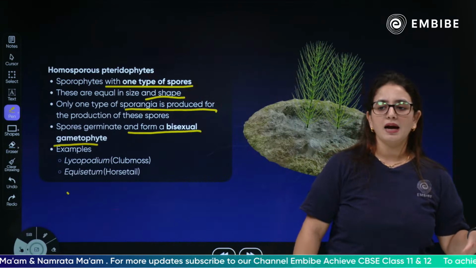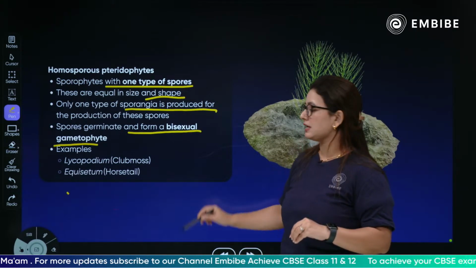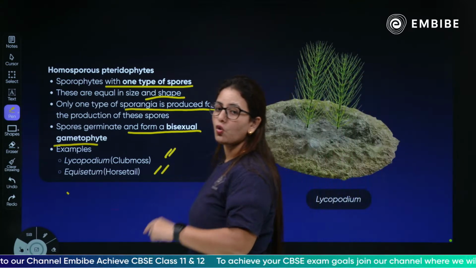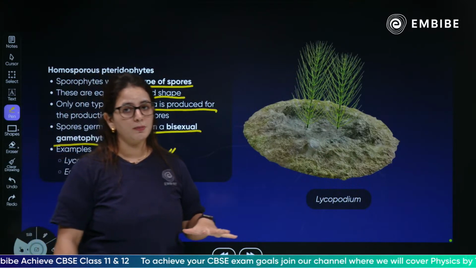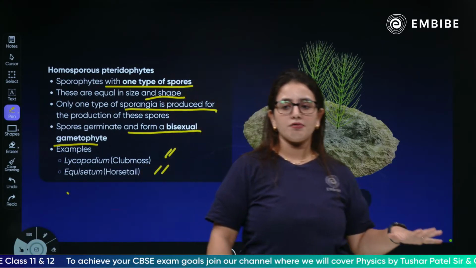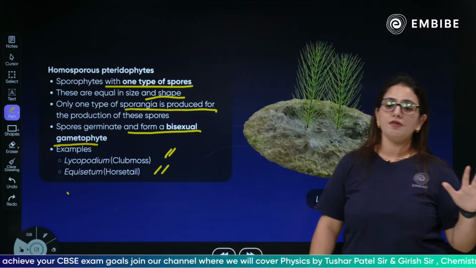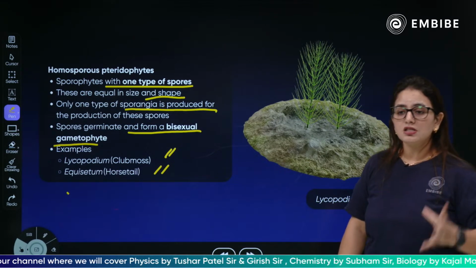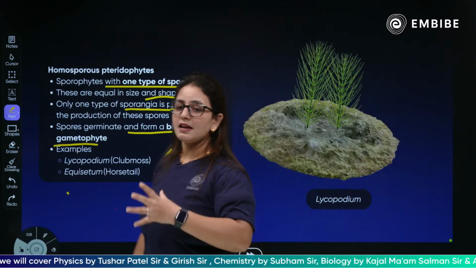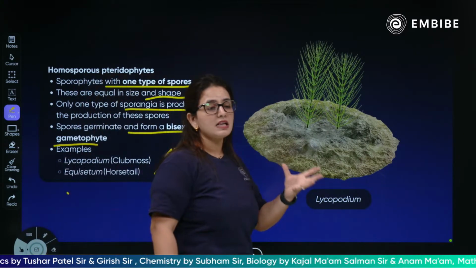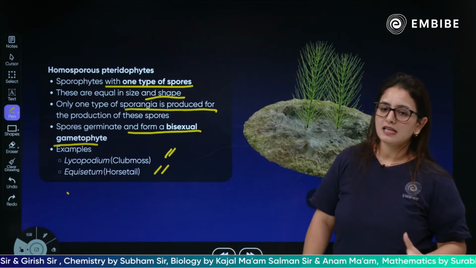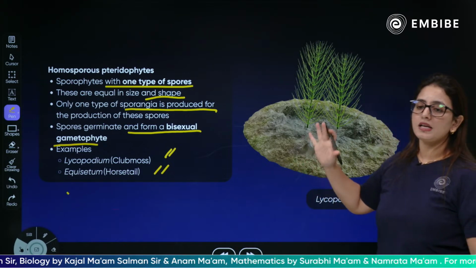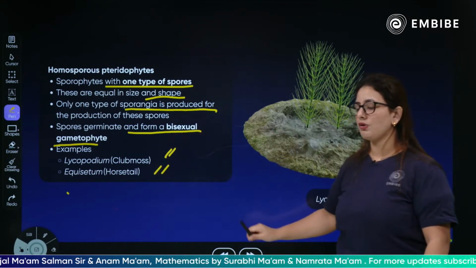Examples of plants which show the homosporous condition are the club moss and the horsetail, that is, Lycopodium and Equisetum. The same kind of spores will be present, creating a bisexual gametophyte, and only one kind of sporangia will be produced, with spores of the same size and shape. This is what you call homospory. The name itself conveys this: homo means same, spory means same kind of spores. That is why they are called bisexual gametophytes, and the examples are Lycopodium and Equisetum.